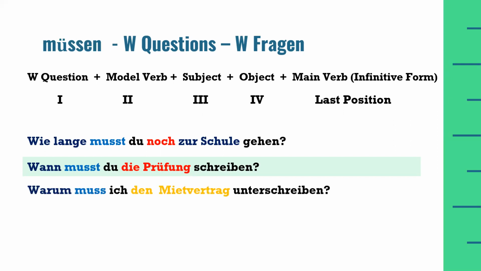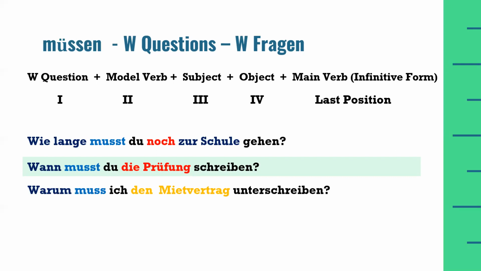Next example is: Warum muss ich den Mietvertrag unterschreiben? Why do I have to sign the rental contract? In this sentence again, I'm starting the sentence with a W question word, warum, which means why. Then comes the modal verb müssen, and the subject is ich in this sentence, therefore müssen becomes muss.